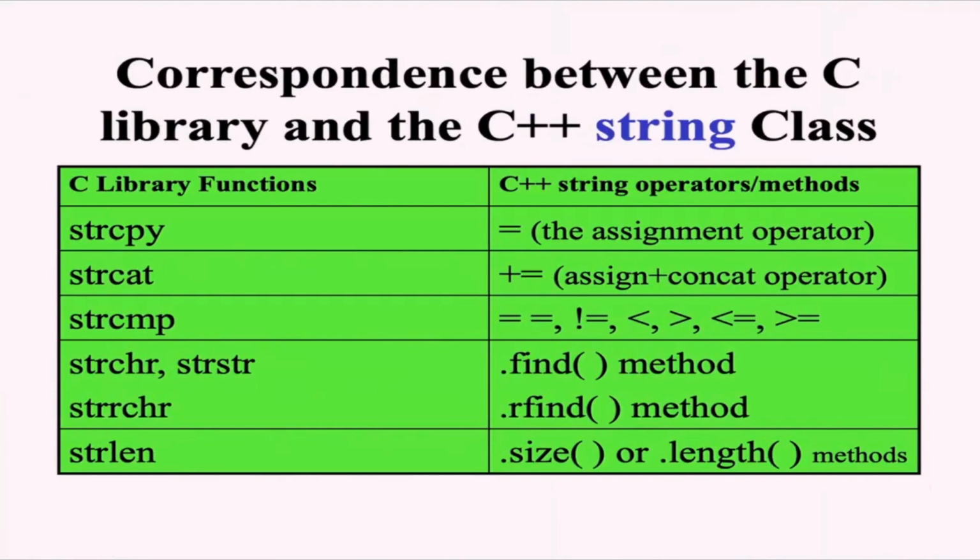Now let's see the correspondence between the C library and the C++ string class. In C library functions, to copy two strings, we have to use the strcpy function, whereas in C++ strings, we directly use the assignment operator. Now to concatenate two strings, we use strcat, whereas in C++ strings, we use the plus equal to operator, and so on. For the length, we use strlen, and in C++ strings, we use dot size or dot length. Both will give the same output.